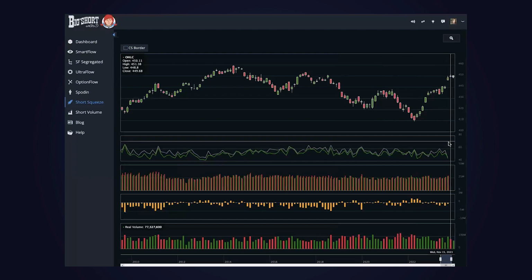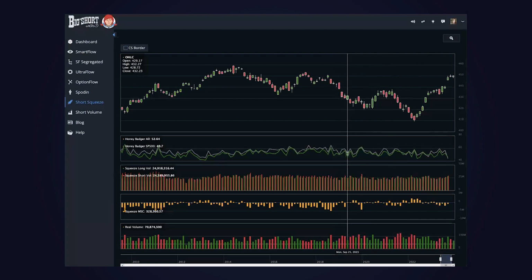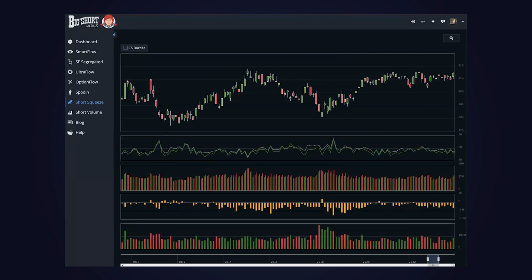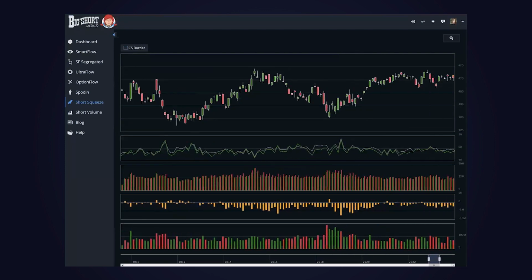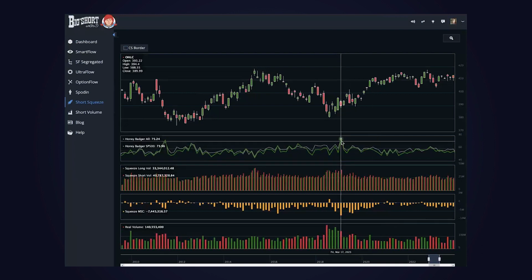Right now the data isn't showing, but what it looks like is a significant spike in these percentages. So for example, this would count as a honey badger day. You can see the honey badger values were in the 70s. And the next day we see that was a green bar.